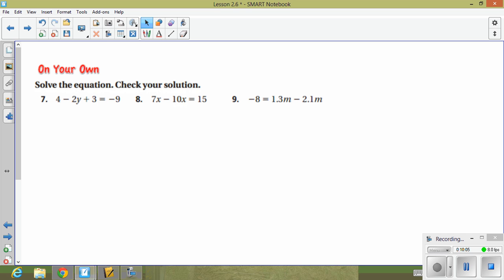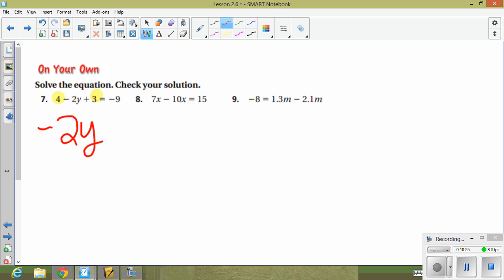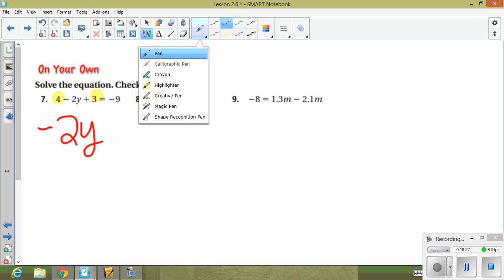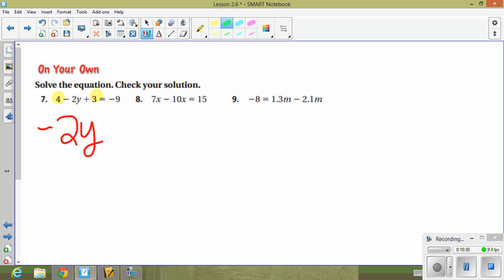So let's take a look here. I just would like to do number 7 and number 8. So in number 7, I have the 4 that's a like term with the 3. So I'm going to combine the 4 and the 3. So I get negative 2y, and some of you are probably asking why negative. Well, take a look. It's minus 2y, which means that the 2y is negative. All right, 4 plus 3 is 7, so plus 7 equals negative 9.